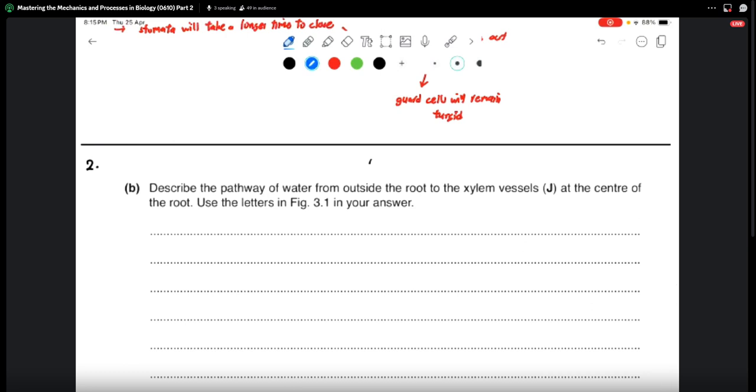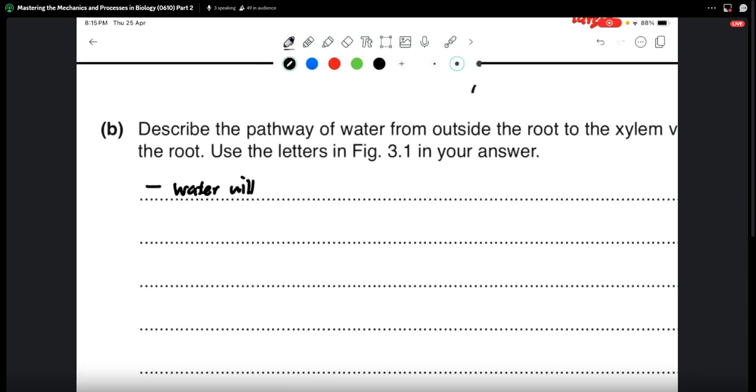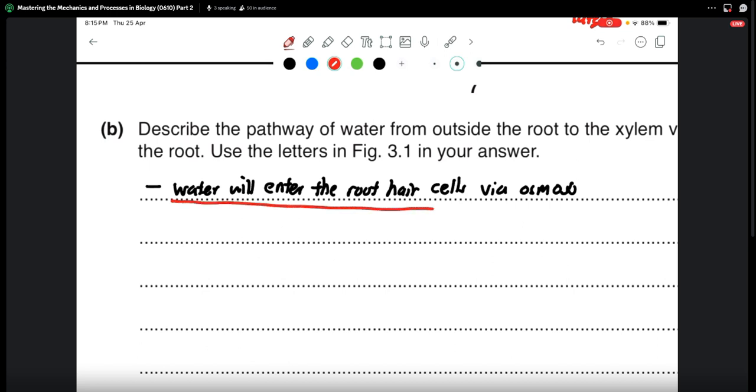They say describe only. So we will say that water will enter the root hair cell. And how does water enter? Via osmosis. I'm already getting 2 marks from here. One is by mentioning that water will enter the root hair cell. This is 1 mark. Via osmosis, another 1 more mark.